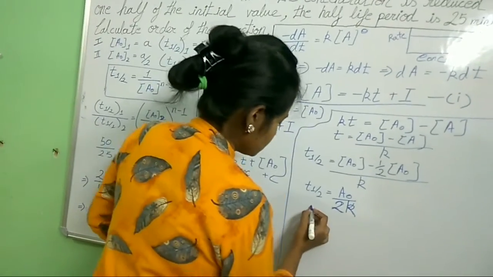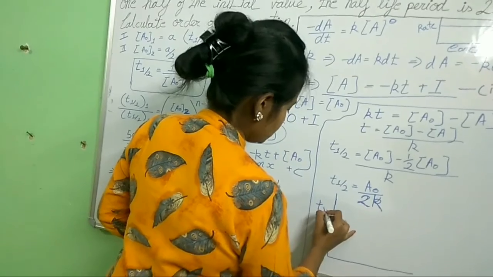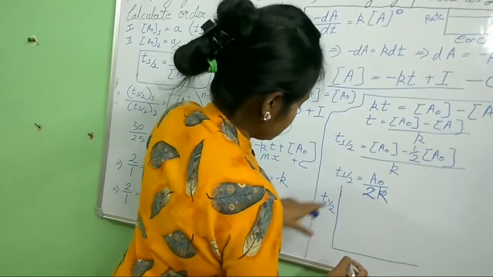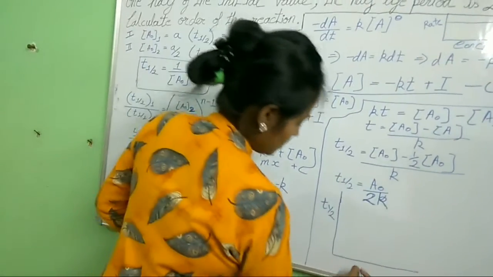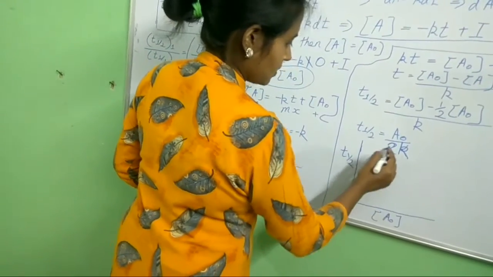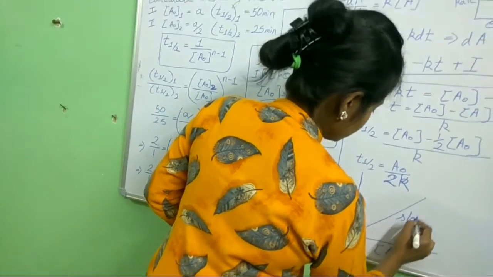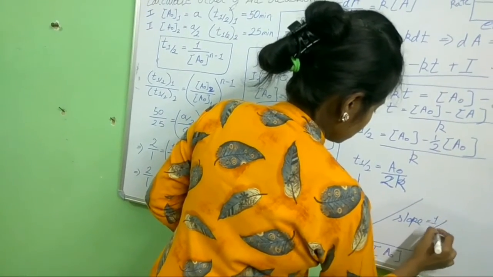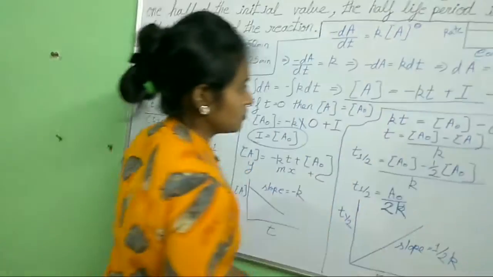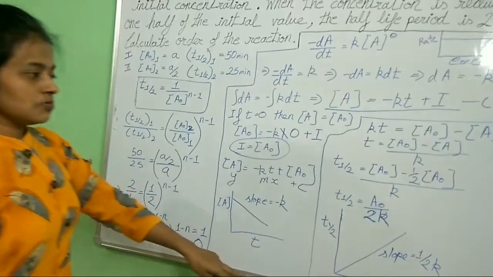And how to plot in this graph? Suppose we take T half on the y-axis and A naught on the x-axis, then our slope will be 1 by 2K. So we have looked at 3 graphs of zero order reaction. Hope it is clear to you.